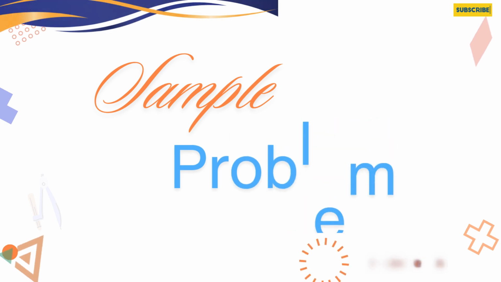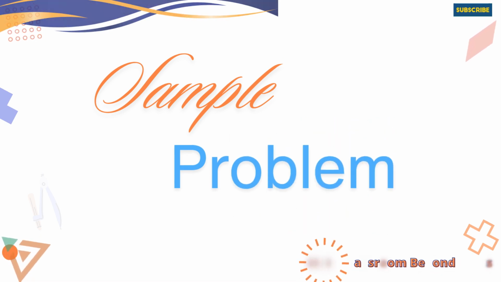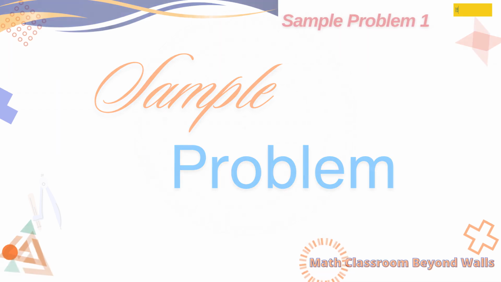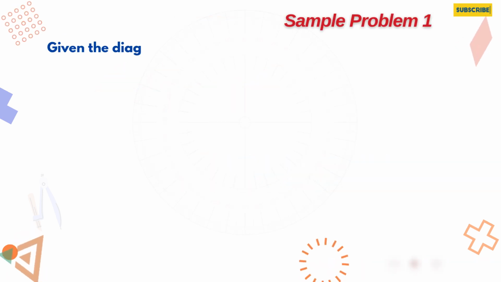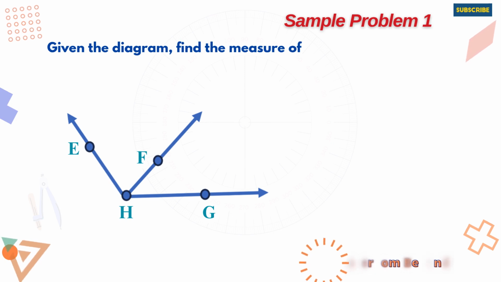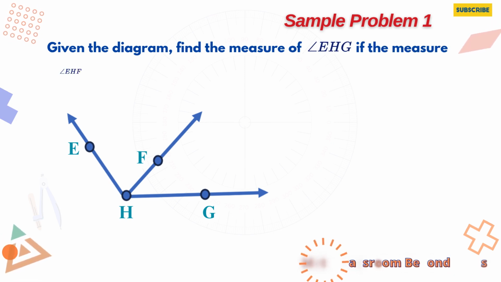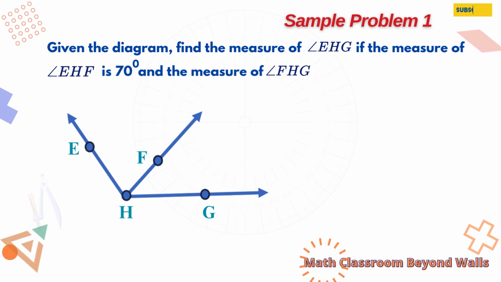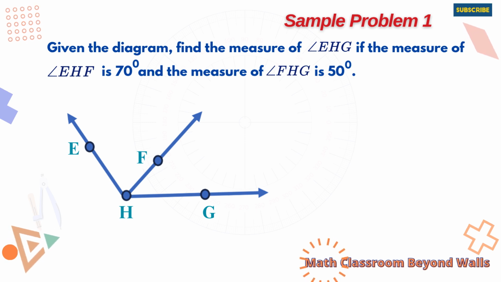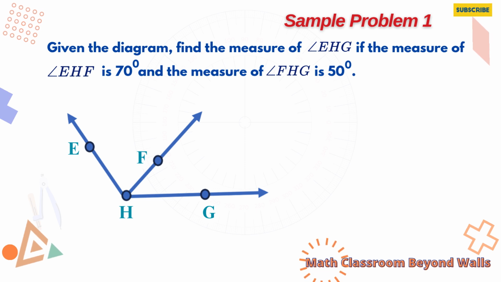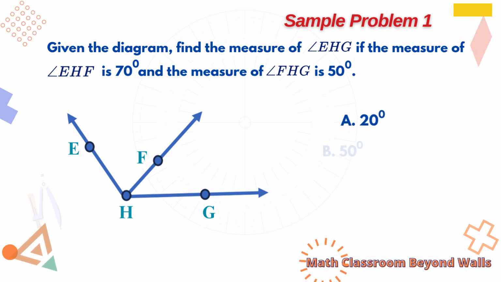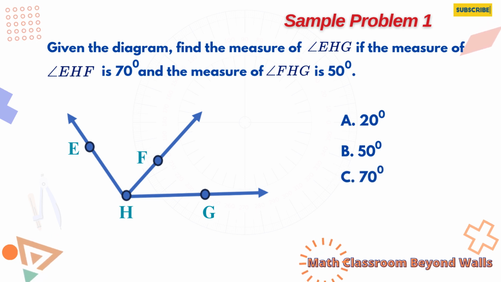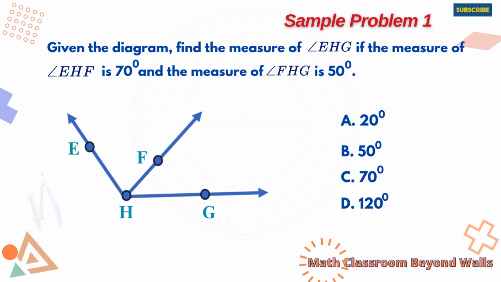Okay, let us work on the sample problems that follow so you will know how to use the postulate in solving word problems. Here's the first problem. Given the diagram, find the measure of angle EHG if the measure of angle EHF is 70 degrees and the measure of angle FHG is 50 degrees. Option A, 20 degrees. Option B, 50 degrees. Option C, 70 degrees. Option D, 120 degrees.